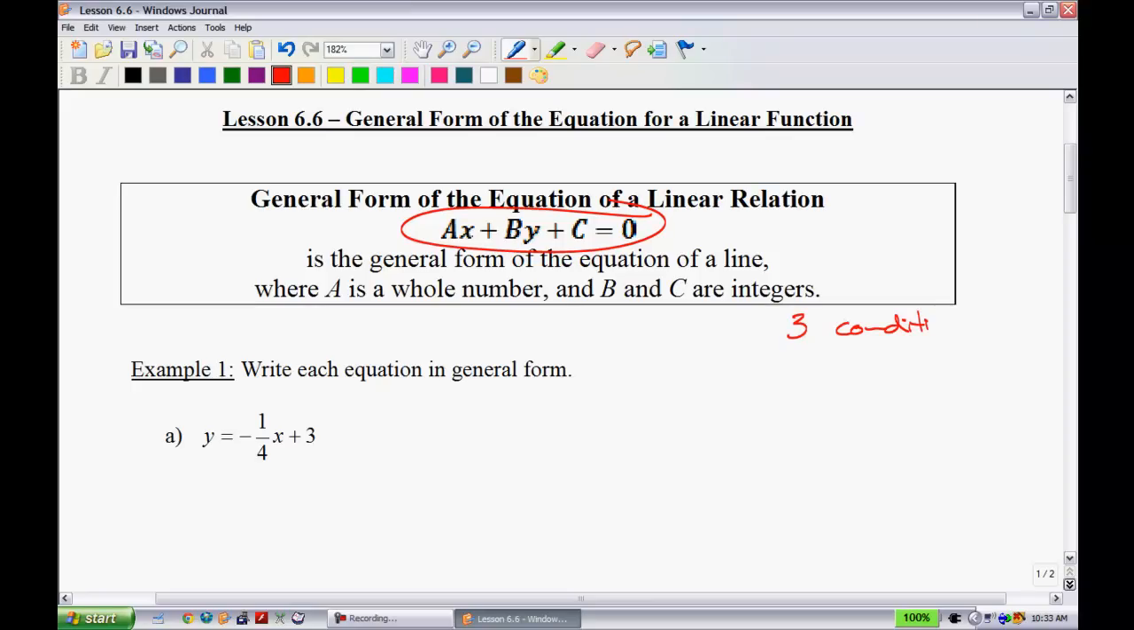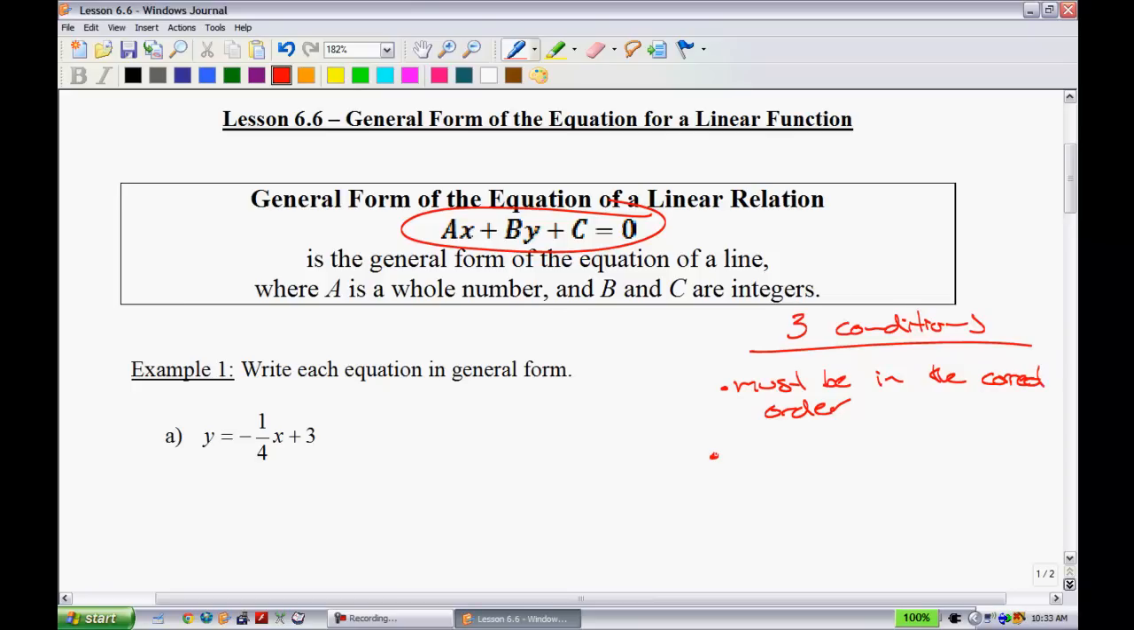In order to put something into general form, though, there are three conditions that we must obey. The first one is that they must be in the correct order. What I mean by that is this order that I have up here, ax plus by plus c equals 0, must go that way. The x term's first, then the y term, then your constant is equal to 0.